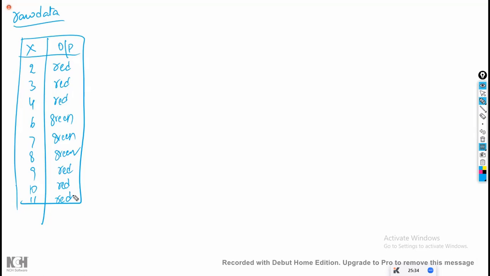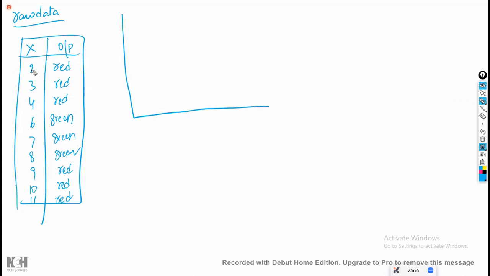Write in the notes: raw data first. For this raw data, can you draw the scatter plot, please? Draw the scatter plot. What is meant by scatter plot? Taking x and y and filling the values.